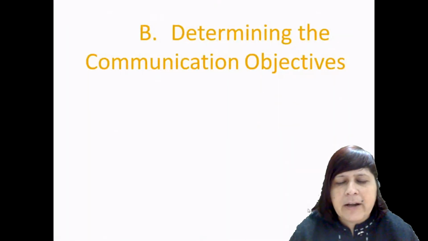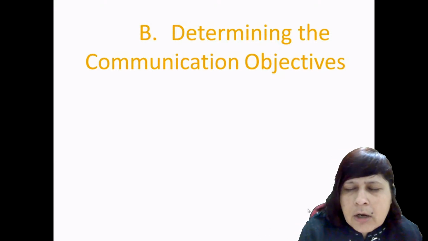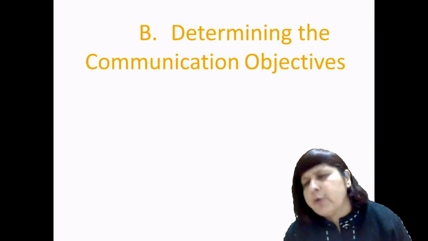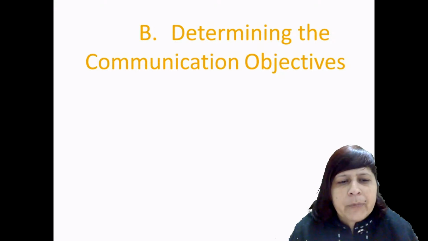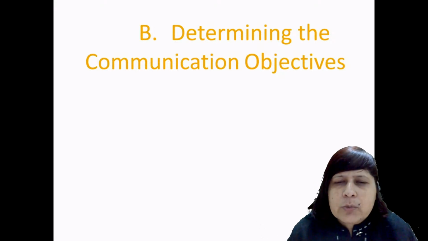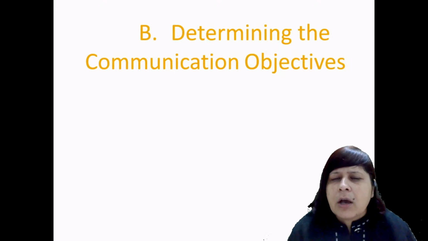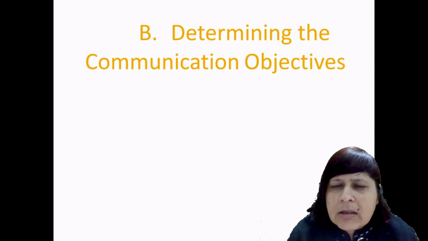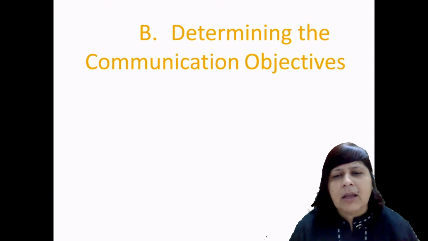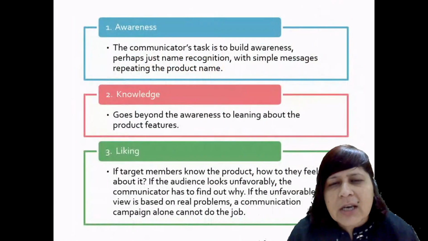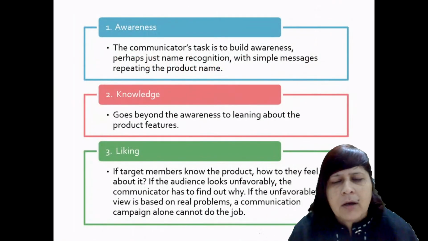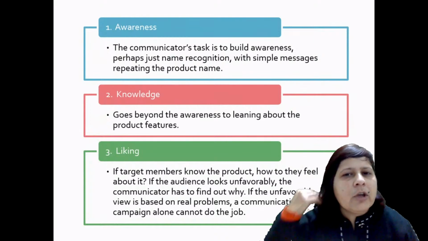Whether the people know about your product and whether they favor your product or not, right? Then after knowing this, what is the image of your competitor, what is the image of your product in your target audience's mind, and then determine the communication objective. Then only you can determine the objective of the communication.